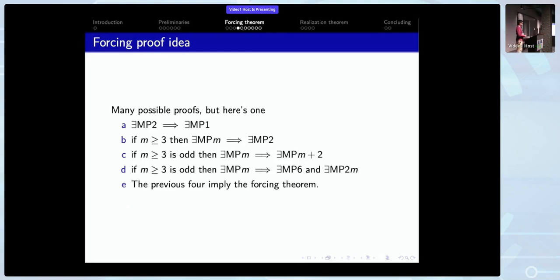The first part is very easy. If there's a point of minimal period 2, then there's a point of minimal period 1. I mentioned that earlier as a special case, but it does actually need to be done as its own thing for now. Part B, if I have a point of minimal period m, where m is at least 3, then there's a point of minimal period 2. Then the same thing, where m is odd, then I can get to m plus 2.